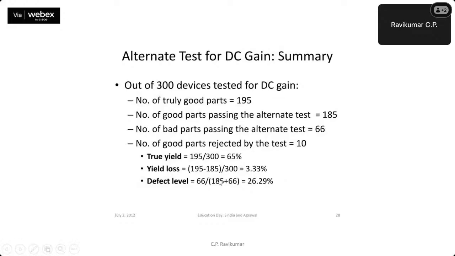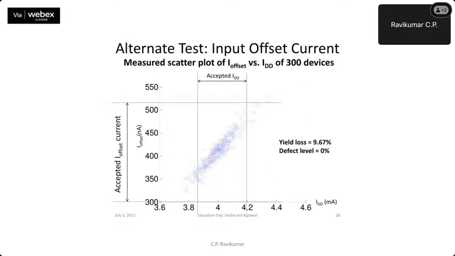So that is what could happen. This is not so bad. It's better to be on the safer side. To err on the safer side is a better thing to do. But if the yield loss is very high, then maybe you will not get a very good response. People will not be too happy because you are being very strict and rejecting even good chips. Similarly, this is the output input offset current.